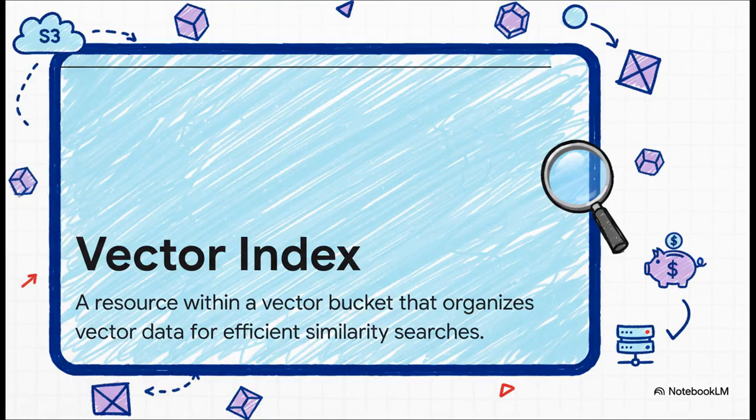Then, inside that special bucket, you create what's called a vector index. Think of the index as the brain of the operation. It's not just a storage bin, it's what organizes all your vectors and makes those lightning-fast similarity searches possible, so you can find the closest conceptual matches in a snap.